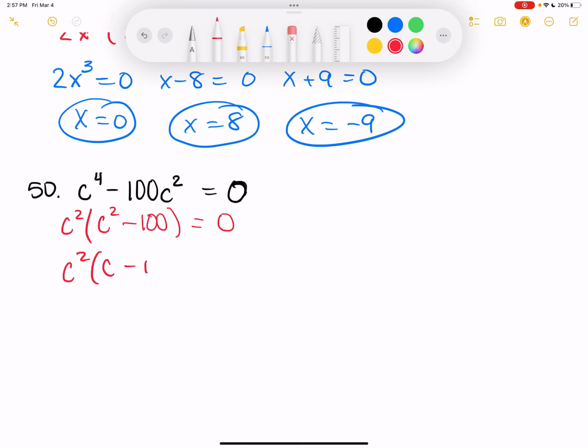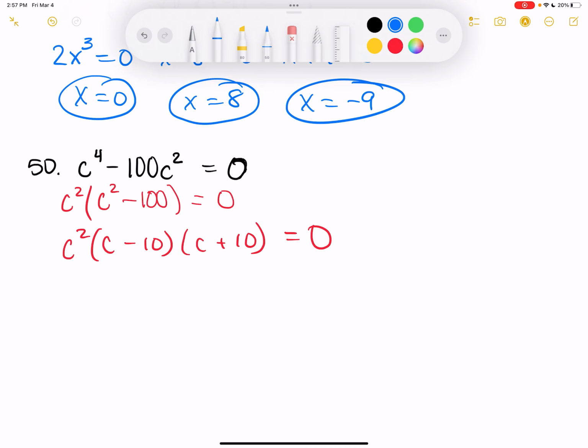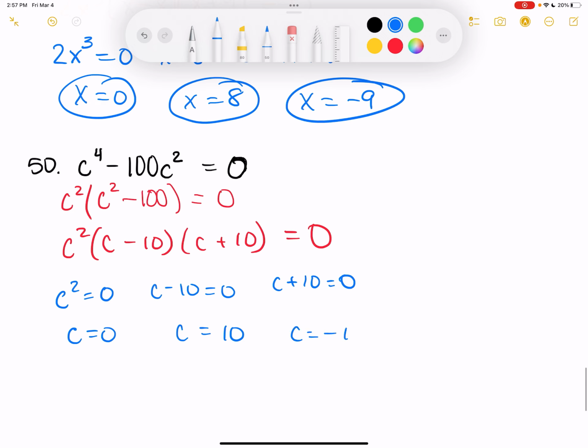Say it again. All right, set each piece equal to 0. c squared equals 0. c minus 10 equals 0. c plus 10 equals 0. So c equals 0, c equals 10, c equals negative 10.